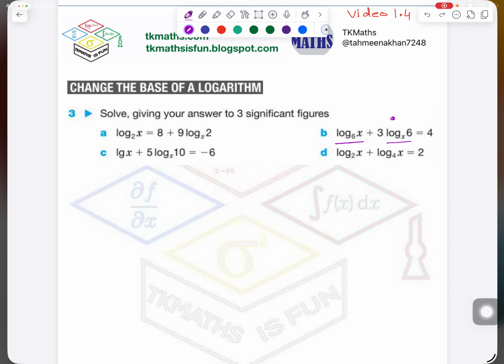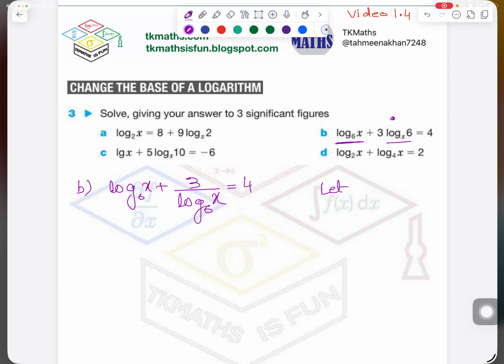I don't need to apply the rule where I have to change the base of my choice, because right now it is base 6 here. Automatically I will get it on the other side. See how? It is log x base 6 plus 3. I'm taking it in the denominator. Number becomes base, base becomes number.